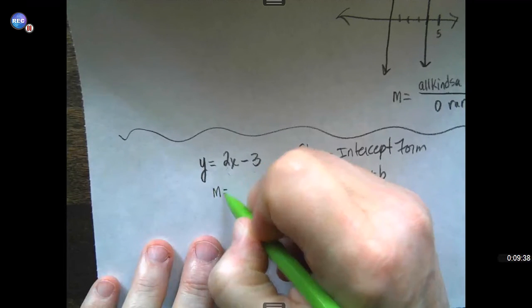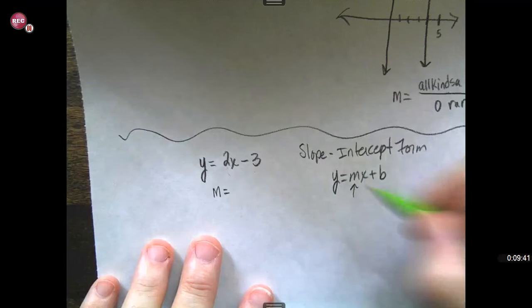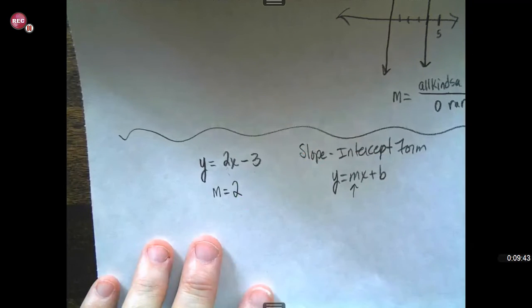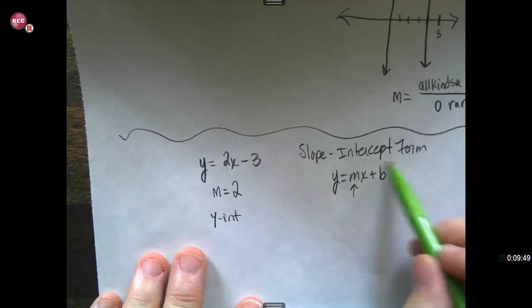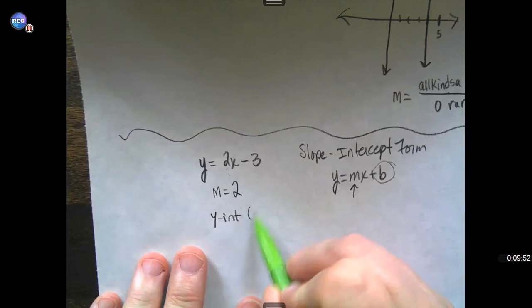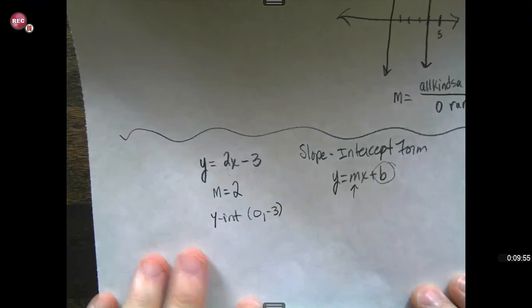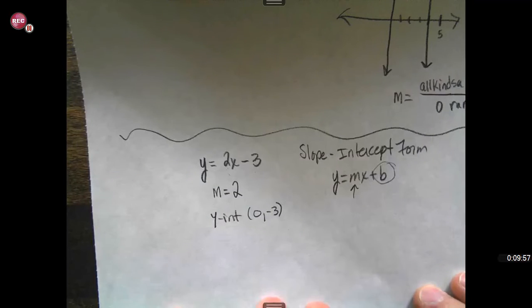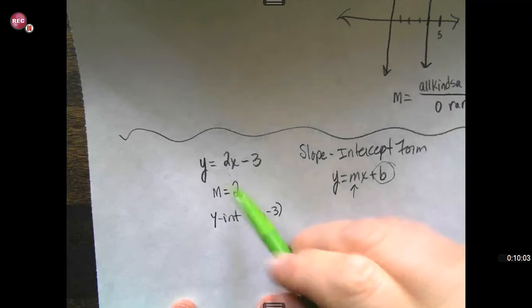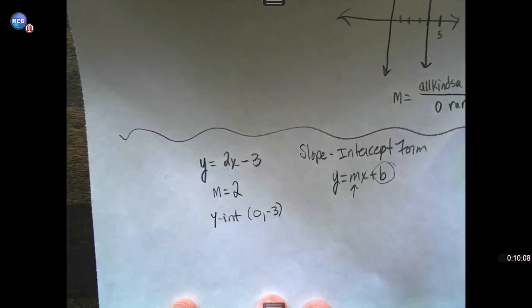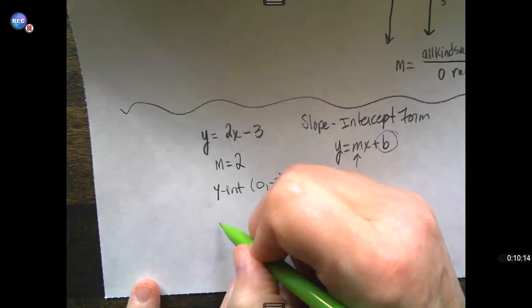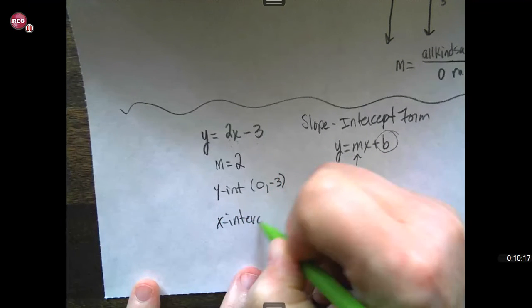So the slope is the number in front of x. It's m. We use m for slope. So the slope of this line is 2. And the y-intercept is b. So my y-intercept is 0, negative 3. For the y-intercept, x is 0. We put in 0 for x and we find what the y is. So if I put in 0 for x here, I get 0 minus 3, which is negative 3. So the y-intercept is negative 3. We can also talk about the x-intercepts, or in this case, the x-intercept.